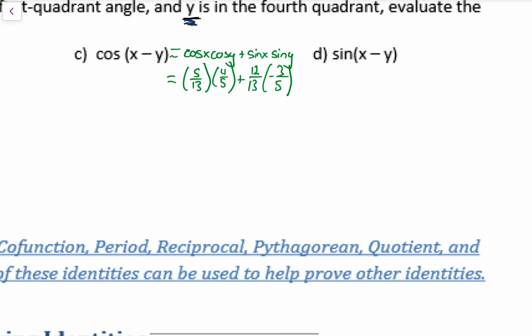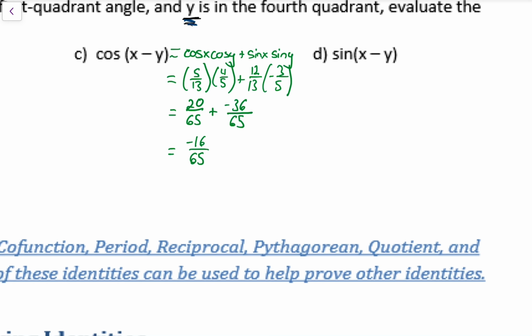Now we're just going to simplify some fractions. In this first group, we could cancel the 5s, but looking ahead a little bit, we're probably going to have to add some fractions, so I'm not going to cancel the 5s. So we have 20 over 65 plus negative 36 over 65. Combine those. 20 minus 36 is negative 16 over 65. And that is our answer for cosine of x minus y.